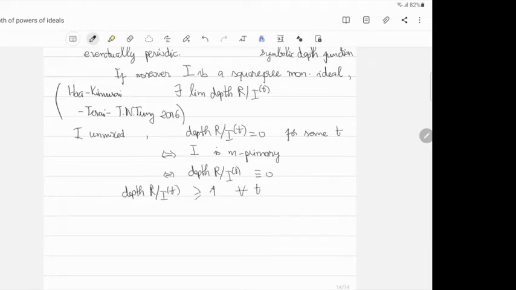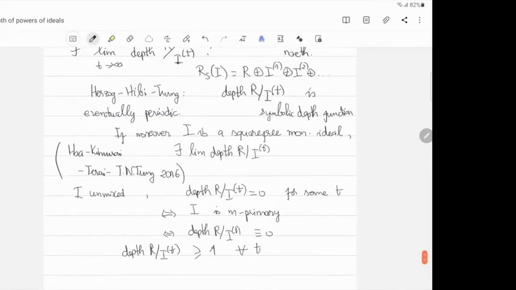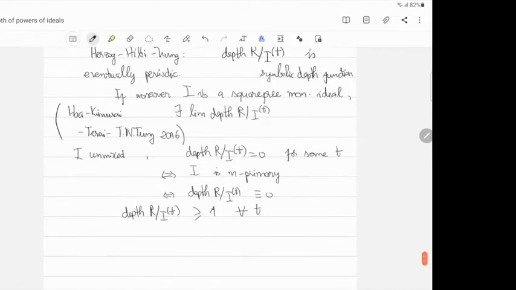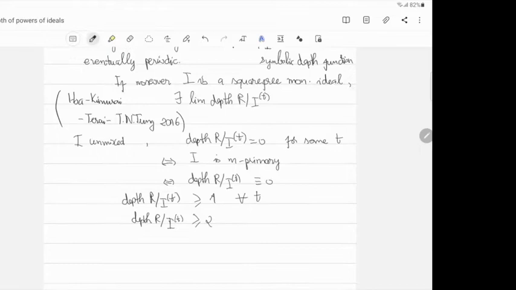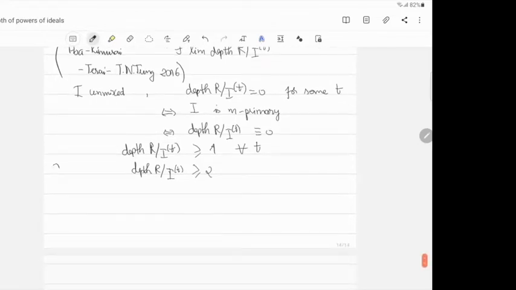This is the most interesting case, and if you want this symbolic depth function to be non-convergent, then at least you should have some value at least two somewhere, right? If it is only one, then of course it is convergent. So this will be what we are interested in.